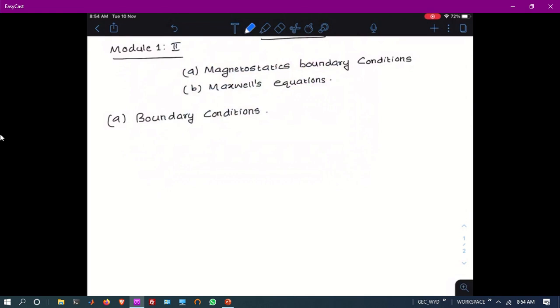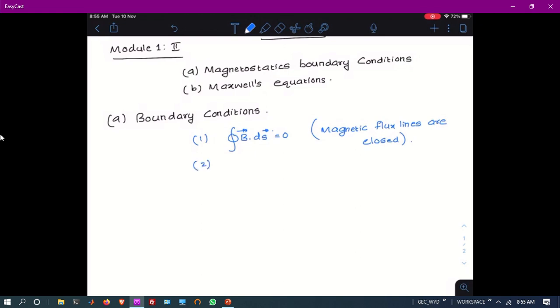The equations that we are going to make use of for boundary conditions: the first one is the integral of B dot dS is equal to 0. And where did this equation come from? We found that the magnetic flux lines are closed, which implies that if you integrate the magnetic flux density along the surface, it will be 0. This we have already seen in the last class.